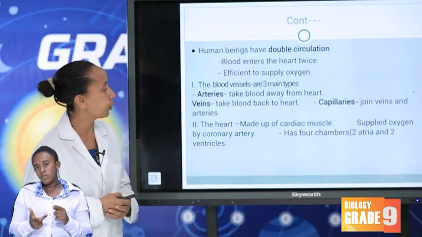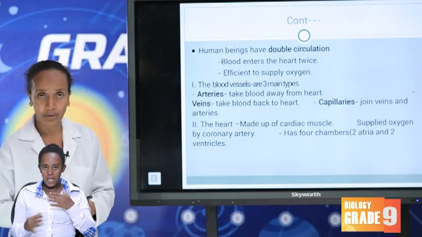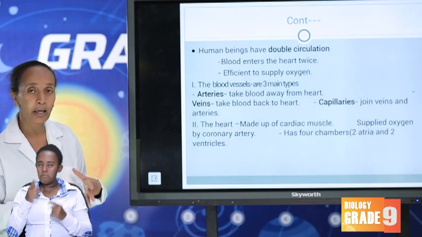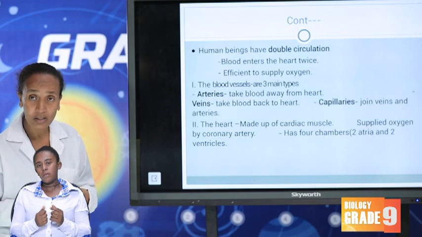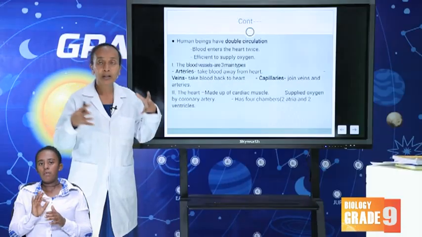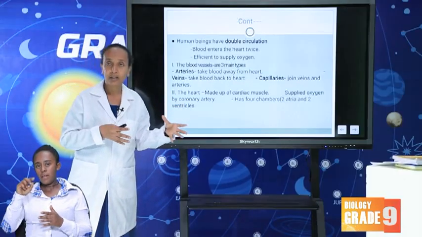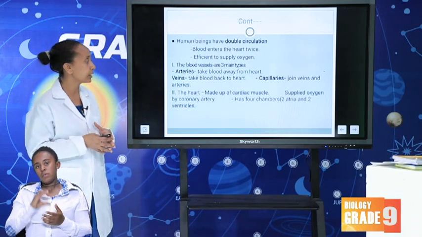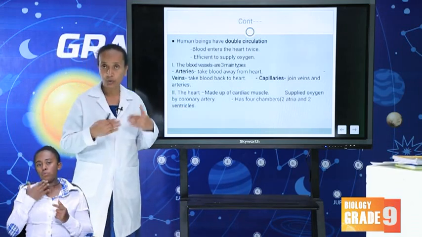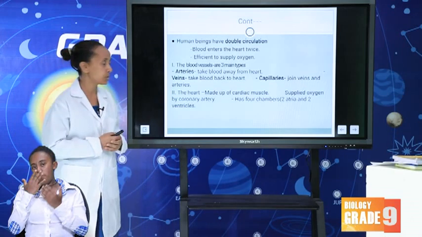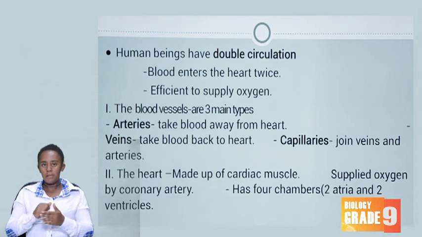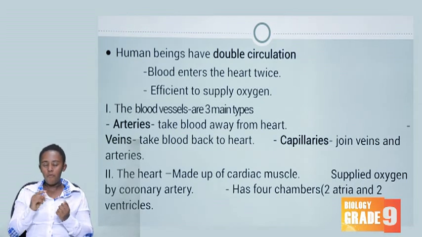The third type of blood vessels are capillaries. The capillaries join veins and arteries, which means they are found between arteries and veins. In addition to this, capillaries play an important role in the exchange of materials between blood and our body cells. For that reason, they are considered the site of exchange of materials.